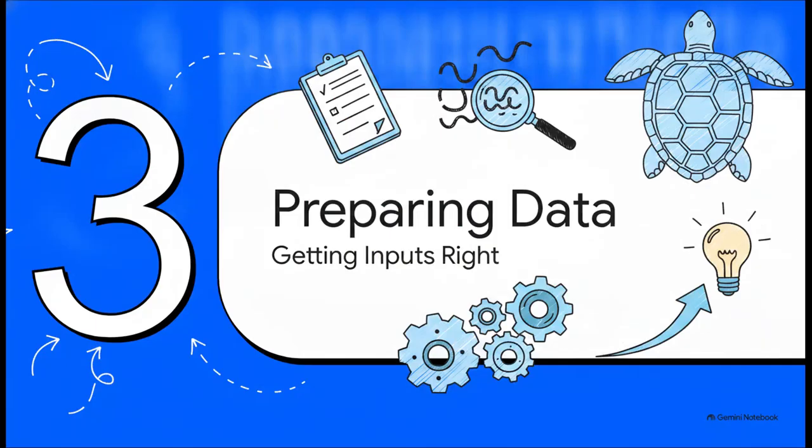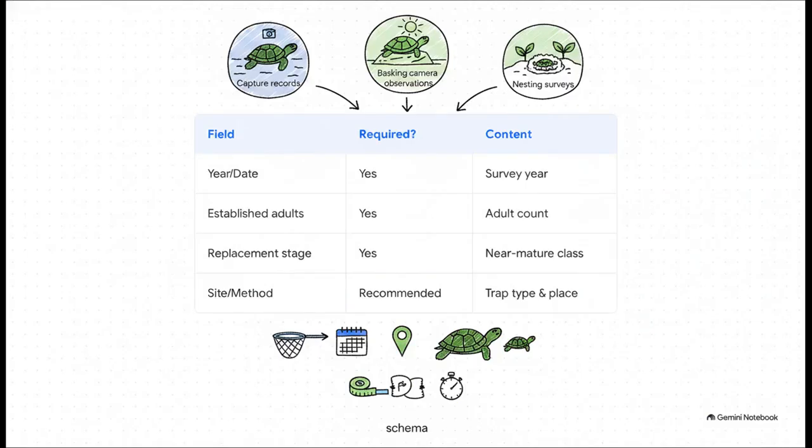Okay, let's move from theory over to practice in Section 3, preparing observation data. Because, as we all know, to get good insights, you absolutely have to get your inputs right. TurtleStatus can actually process data from 3 different pathways: capture records, basking-camera observations, or nesting surveys. But no matter which pathway you're using, your dataset has to follow a minimum schema. You absolutely must map a survey year, the count of established adults, and a biologically validated replacement stage. And it's strongly recommended that you also include your site, your method, like a specific trap type, for example, and your effort, such as the number of trap nights.